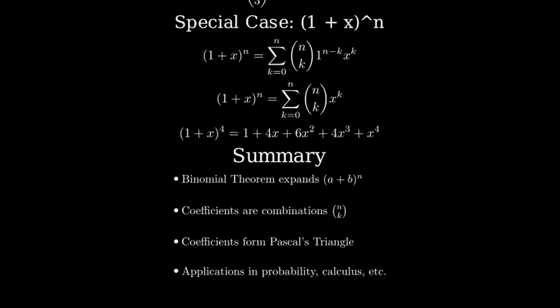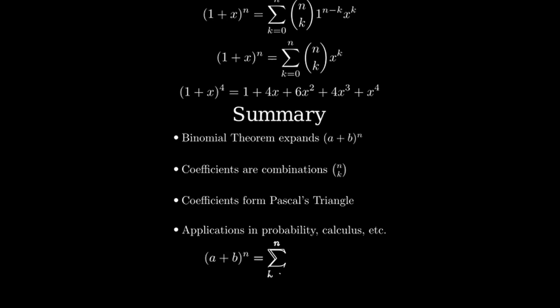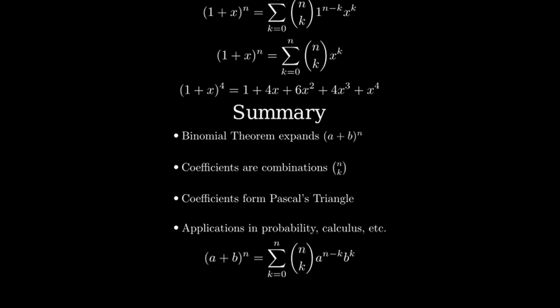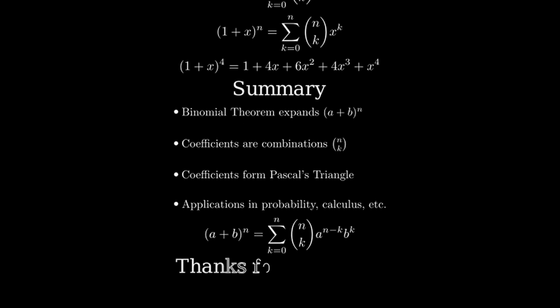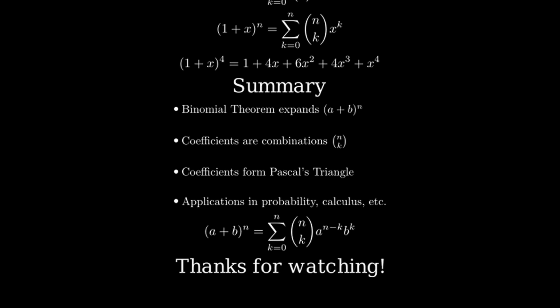including probability and calculus. Remember, (a + b)^n equals the sum from k equals 0 to n of n choose k times a to the power of n minus k times b to the power of k. And that's how combinations can be used to expand different power binomials through the binomial theorem.